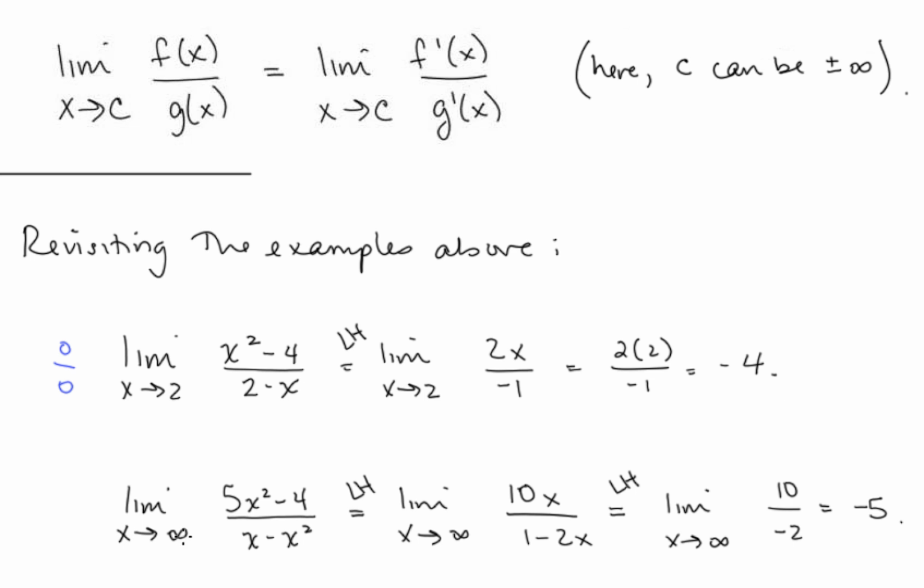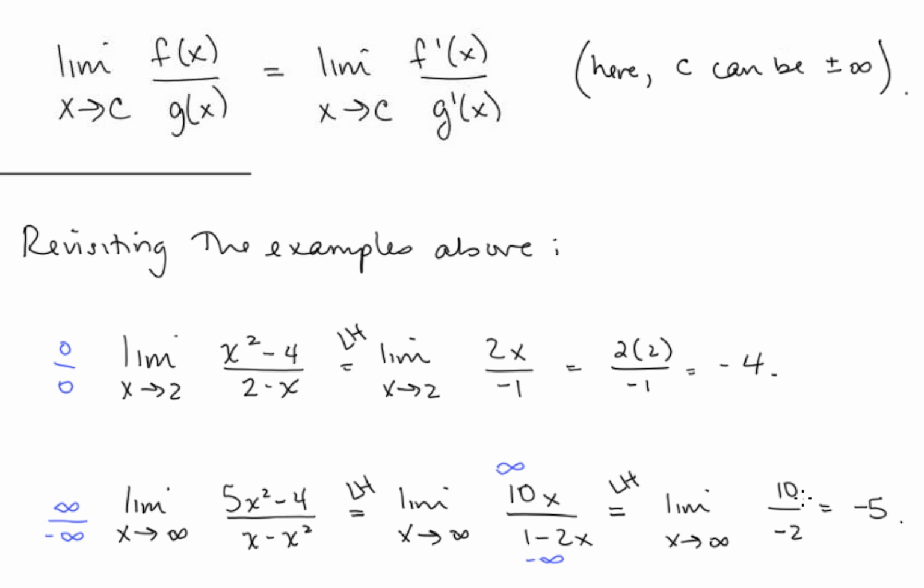Similarly, x is going to infinity, 5x squared minus 4 over x minus x squared. We recognize that this is going to be infinity over negative infinity, so we can, in fact, use L'Hopital's rule. So we take the derivative of the numerator, and that's 10x. The derivative of the denominator is 1 minus 2x. And now we take the limit as x goes to infinity. But what happens here, we realize that we still have infinity over infinity, right? We have an infinity over a negative infinity here. So we use L'Hopital's rule again.